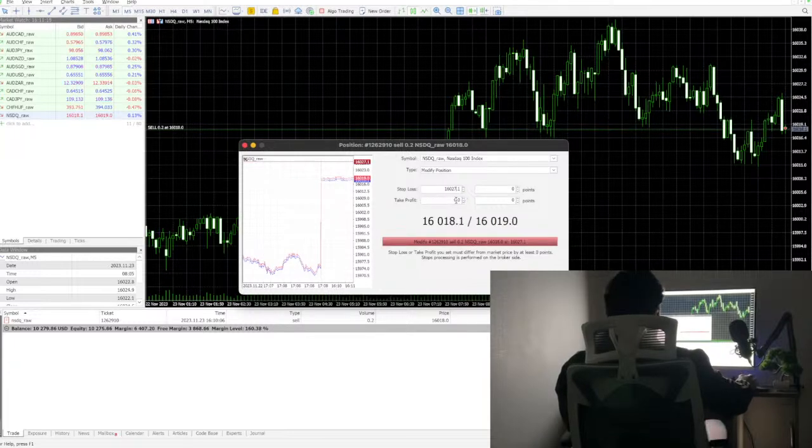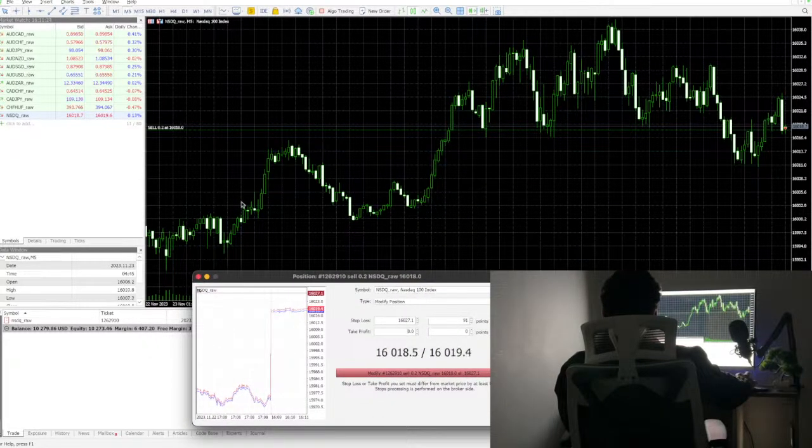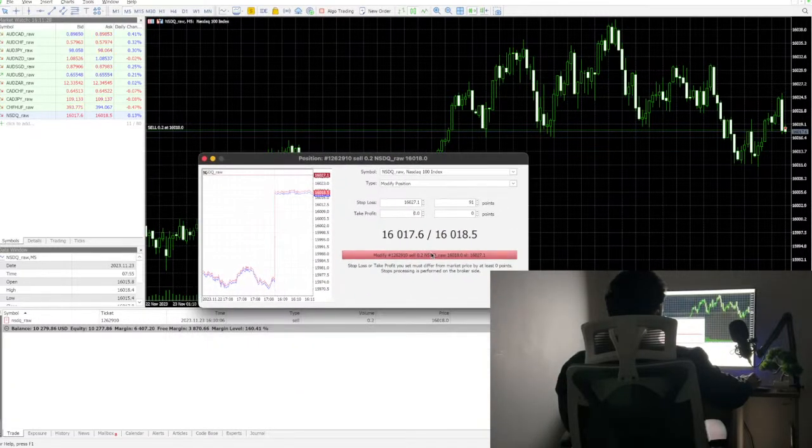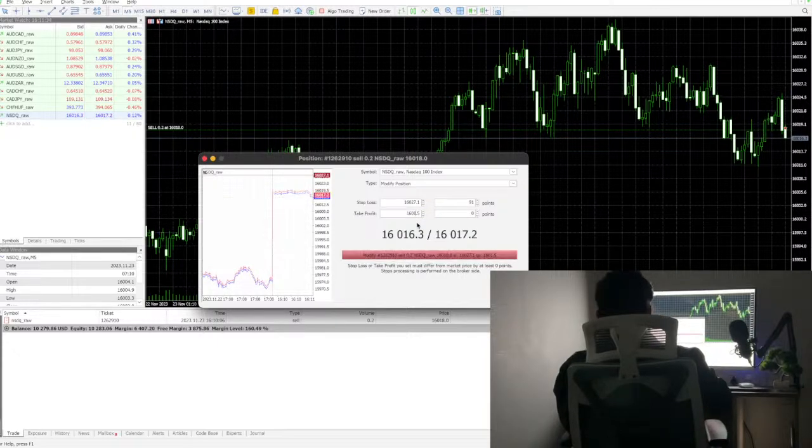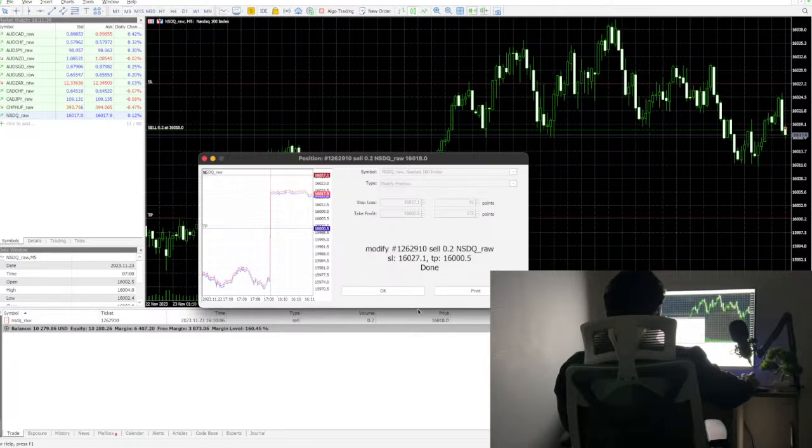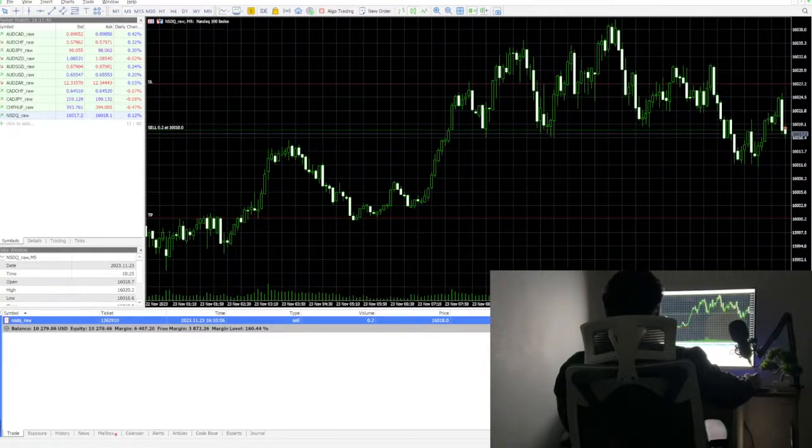16027, right? And my target will be this point, 16,000. Okay, let's modify it. Now we have our top target placed, stop loss placed, and our entry price placed. You can see it's almost a 1 is to 2 kind of trade.